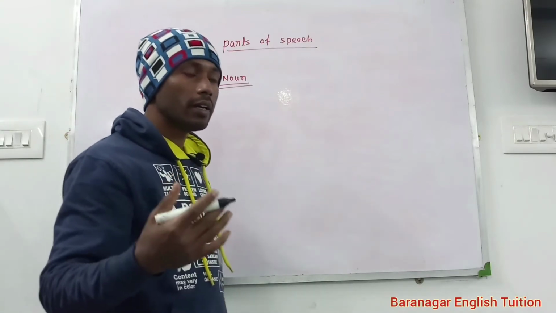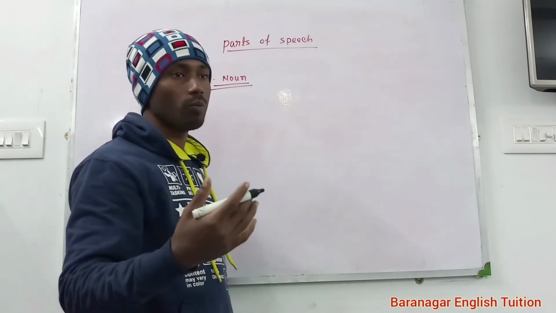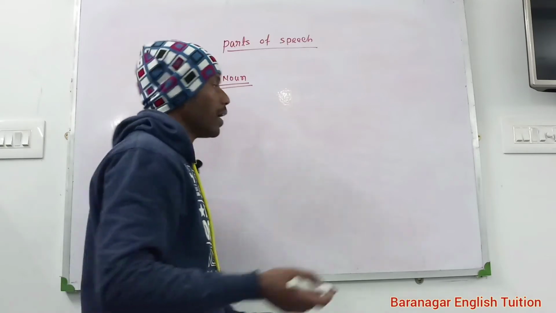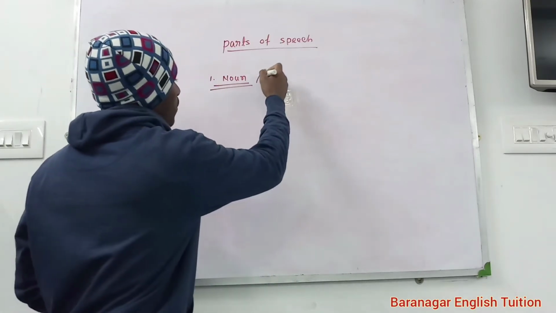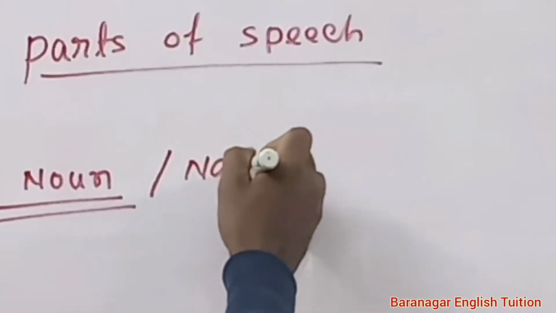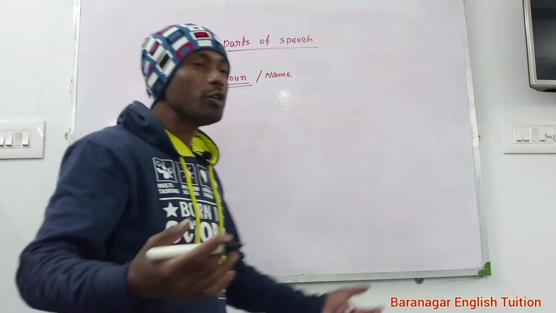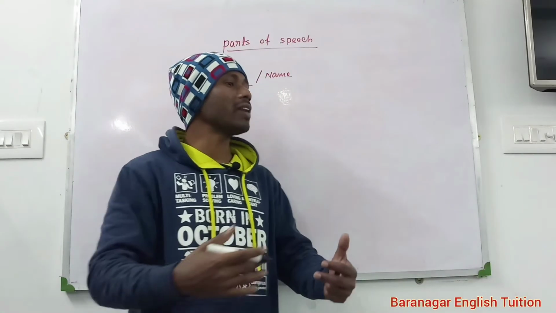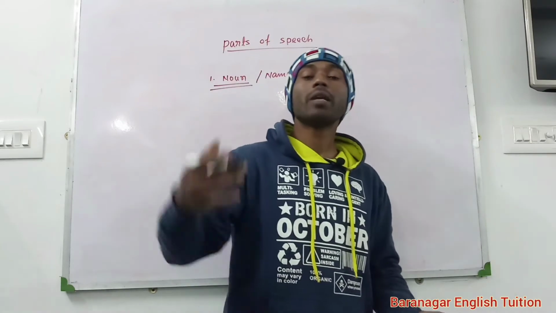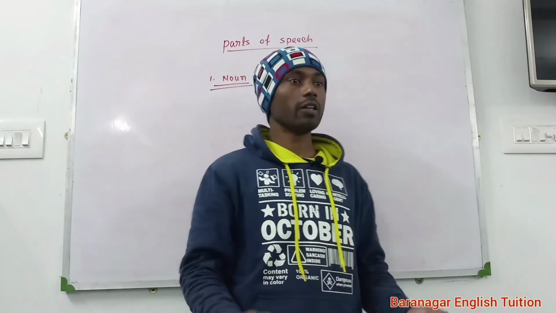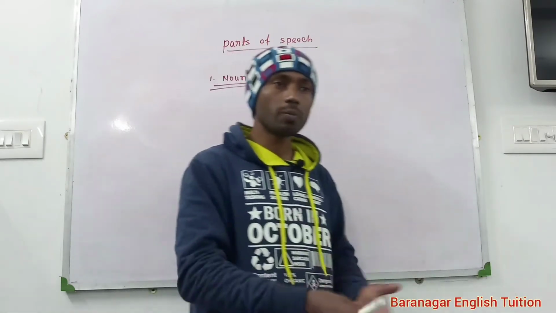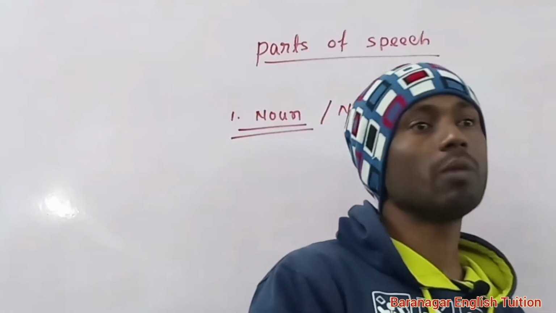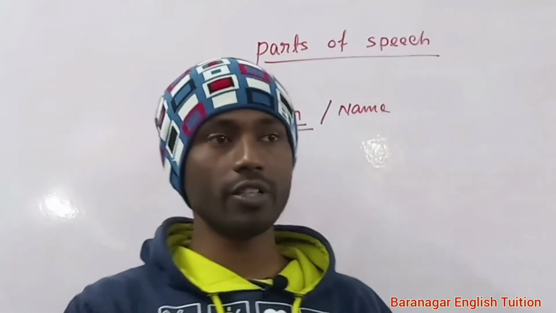Suppose some of you will not understand what is a noun, but if you know the other name of noun, it is name. So you know the meaning of name. Name can be any kind of name, can be anything. You can say like village. Yes, village is a name also, because sometimes we say village, city, town, country, all these kind of things.